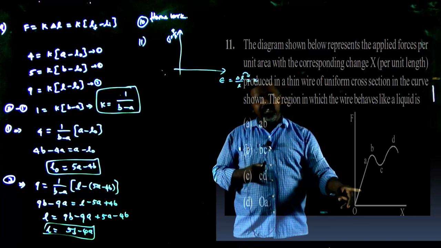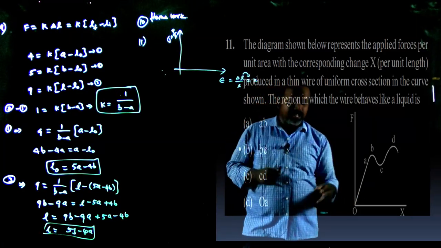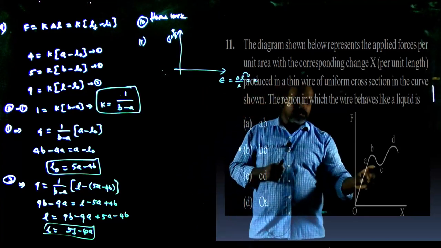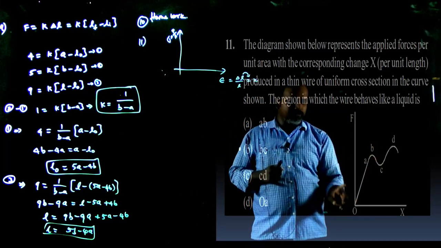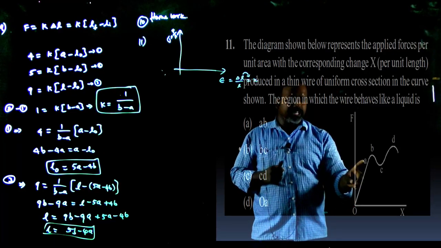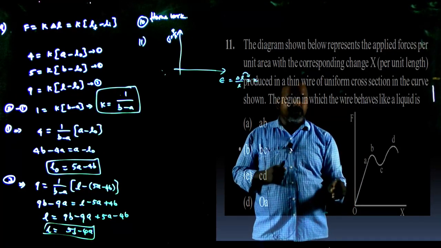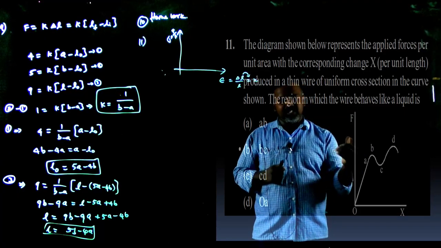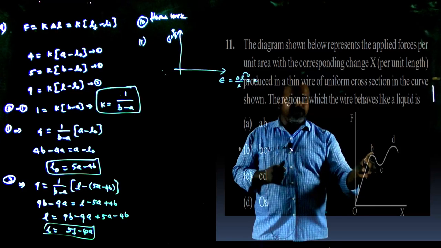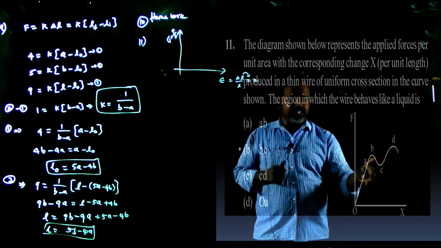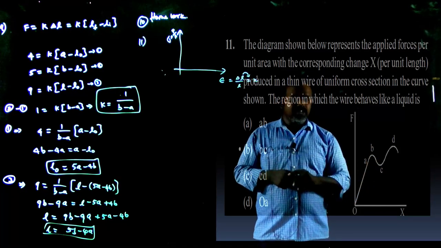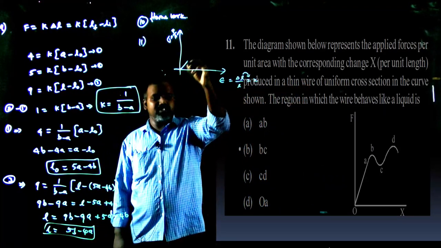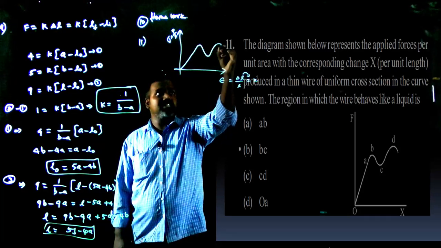We have already briefly discussed the general explanation of the stress-strain graph. Just see the graph from O to A: the graph is a straight line, so the slope is constant. That means we can say the material obeys Hooke's law. But in the region from B to C, the graph has a negative slope. Just see the graph here: this is A, and then it is decreasing.